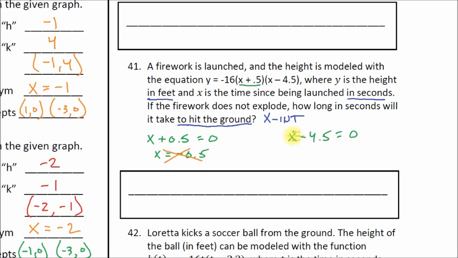This one's going to be if x minus 4.5 is 0, then x has to be positive 4.5, because 4.5 minus 4.5 is 0. There is our number, and that is going to be time. We're looking for how long will it take? That's time, and that's going to be in seconds.